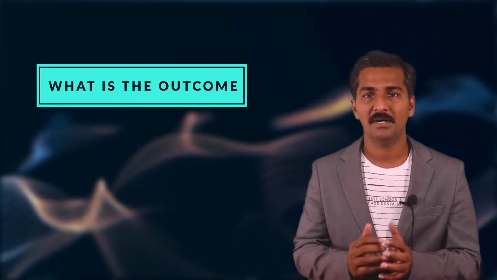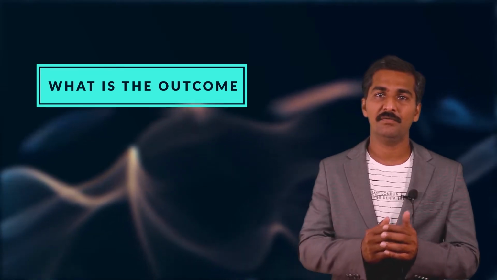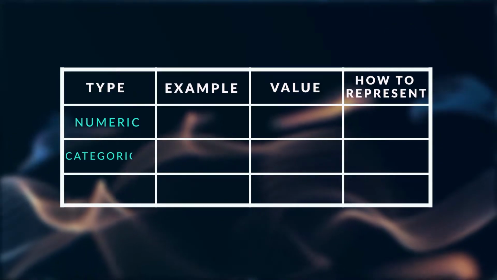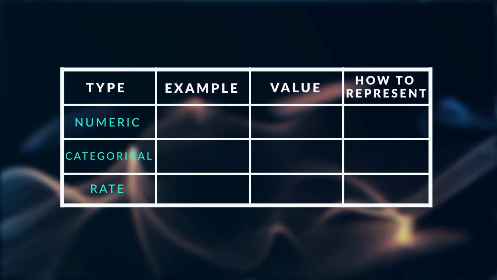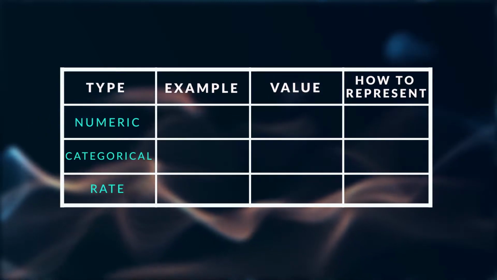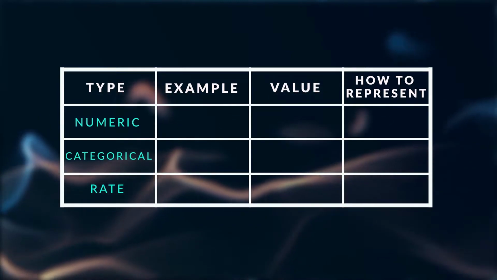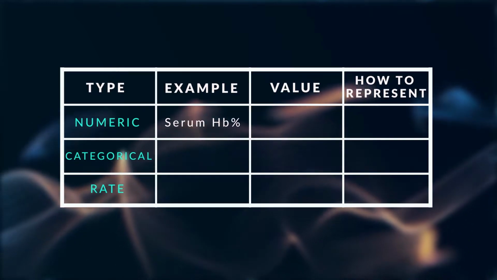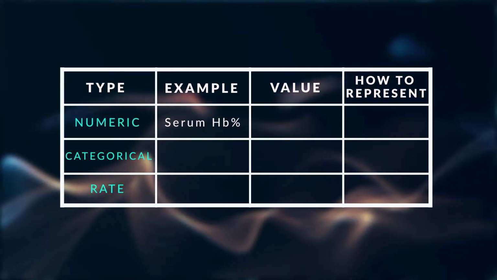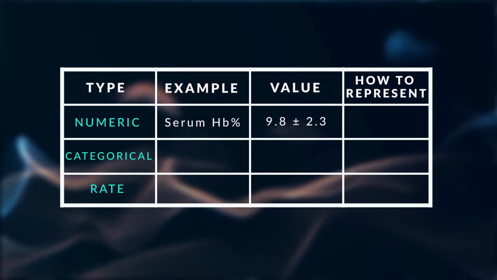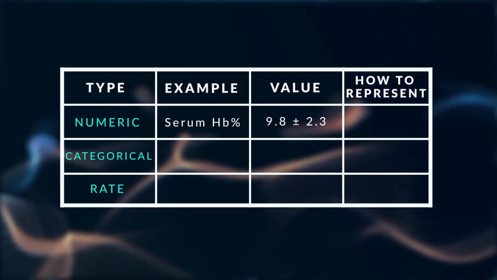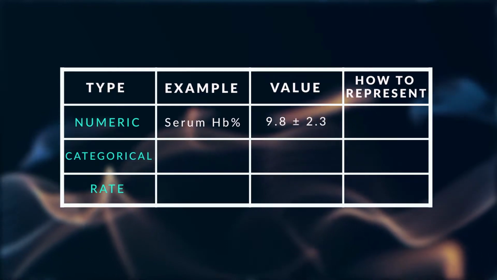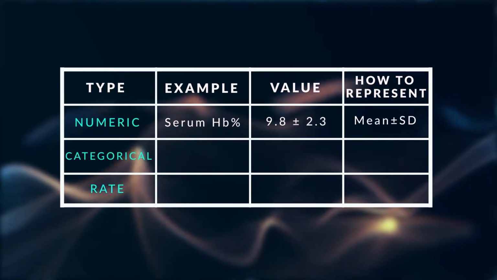Second important aspect is the type of outcome. The outcome of your study can be of three types. It can be either numeric, it can be a categorical, or it can be a rate. A numeric variable is the variable where when you are asking the question in return, you will get a number as an answer. For example, serum hemoglobin of a person, which is usually answered as 9.8 gram per deciliter or 10.5 gram per deciliter, which is a number. This is usually expressed as mean plus or minus standard deviation.